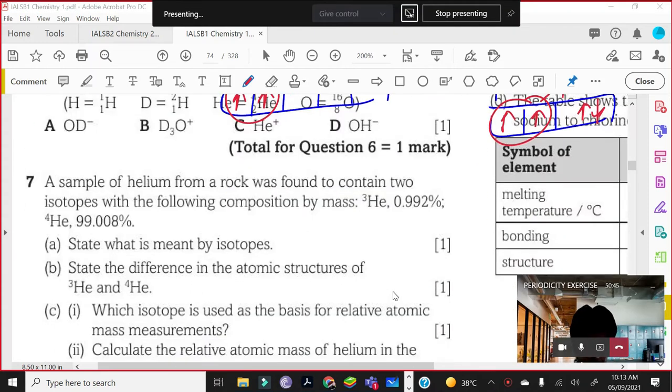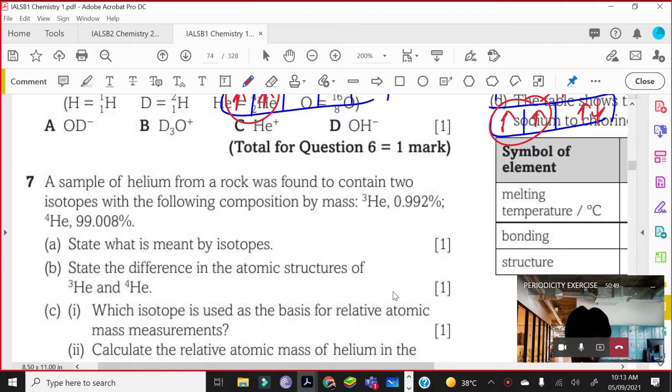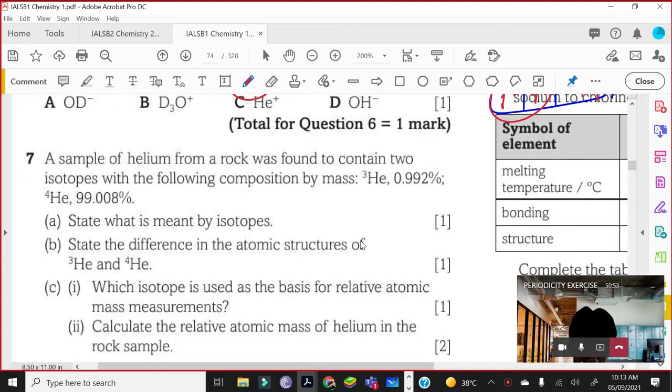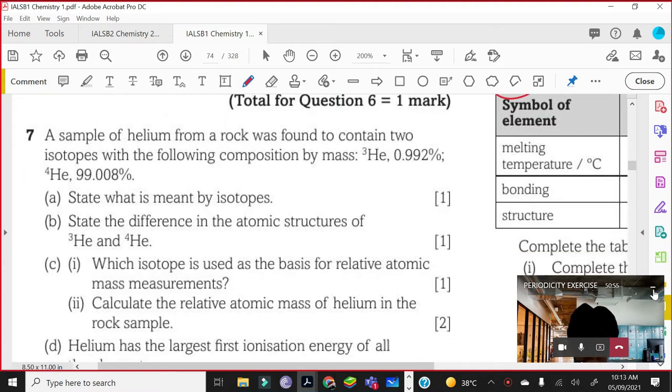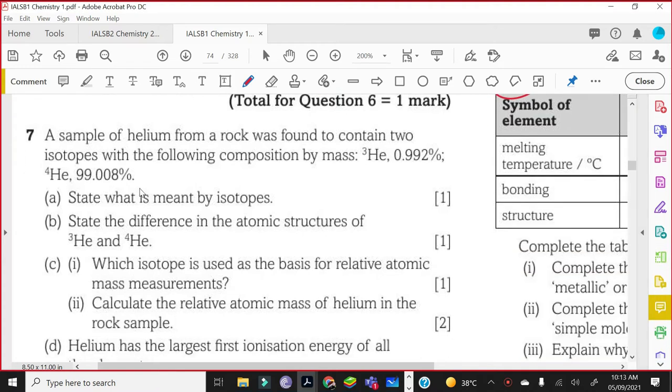Question number 7. A sample of helium from a rock was found to contain two isotopes with the following composition by mass. Helium composition is given there. This is the percentage and this is the percentage, so we got two compositions of helium. Okay, state what is meant by the isotope.